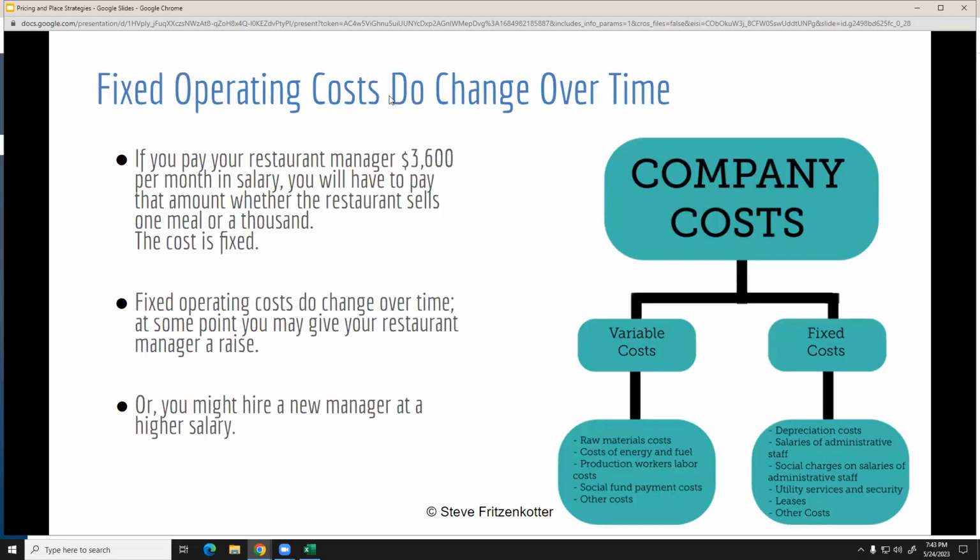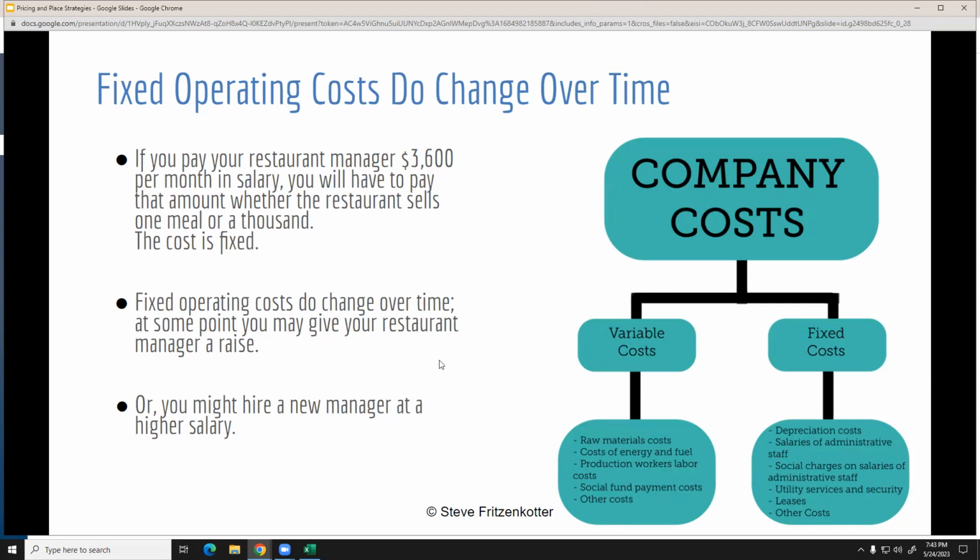So fixed costs do change over time, as I mentioned already. If you pay your manager $3,600, you'll have to pay that amount whether you sell or not. You may not have the tables filled up, and you may have disappointing sales for a month, but you still have to pay your manager. And sometimes fixed costs will go up. If you want to keep your manager, you have to give them pay increases as time goes by. That increases your fixed costs.